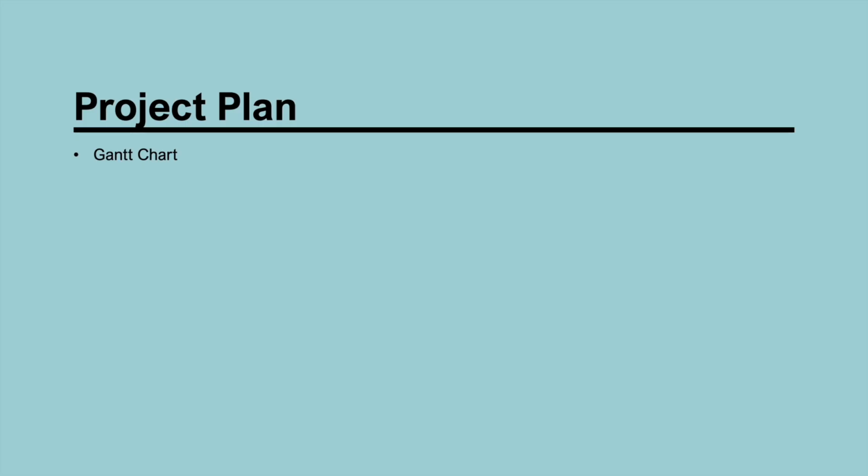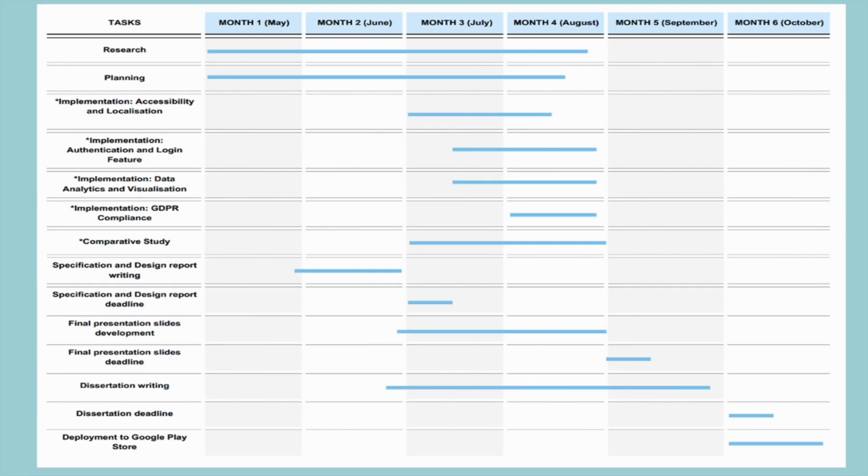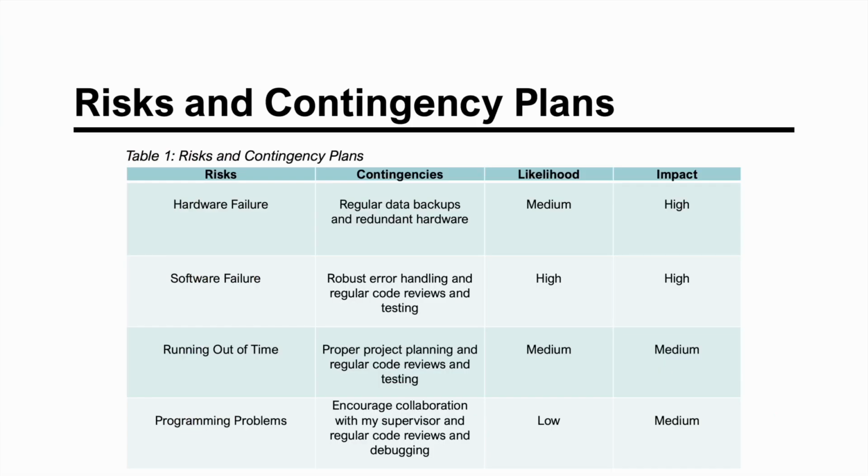I also created a Gantt chart, which shows the tasks from research all the way to the end goal, which is the deployment to the Google Play Store. It shows the timeline of each implementation of the app and how long it will take. And lastly, the risks and contingency plans. In the first column are the risks, and the second is the contingencies. The main risks of the whole project could be hardware failure, software failure, running out of time, and programming problems.